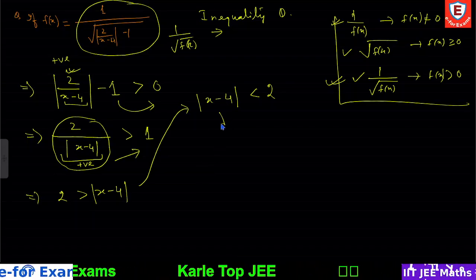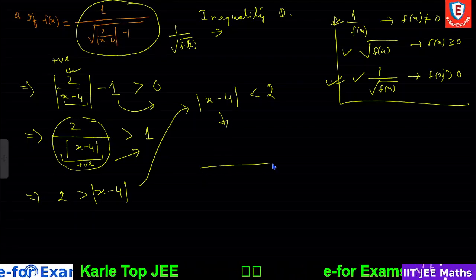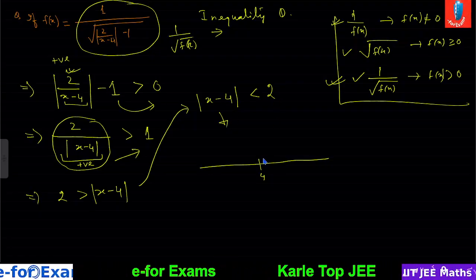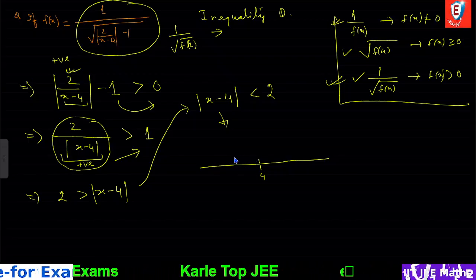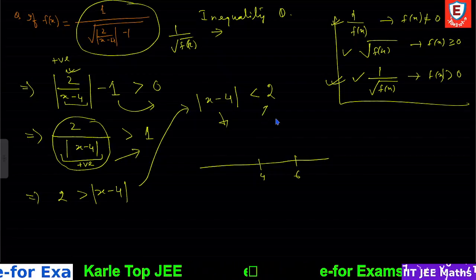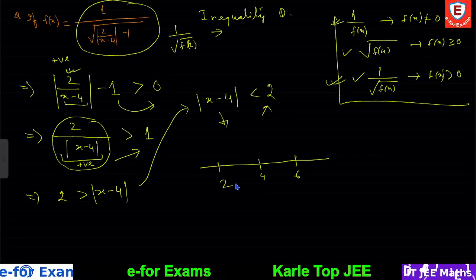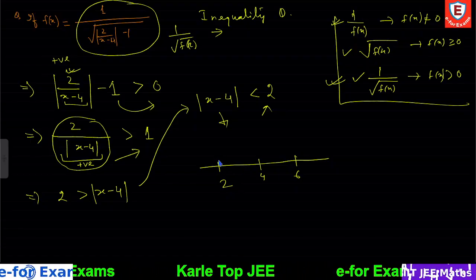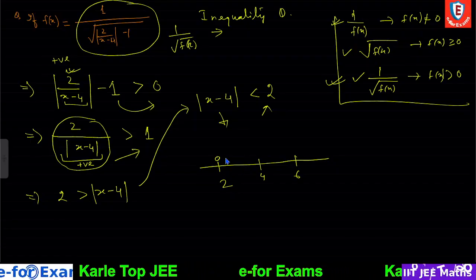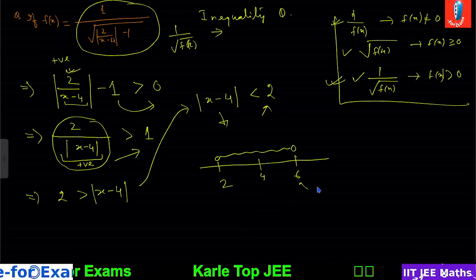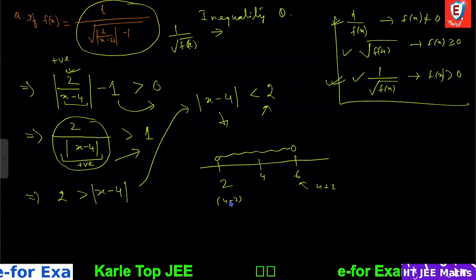So what does this mean? Critical point 4. We can use the plot. From point 4, we have to go plus 2 and minus 2. So here 6, and here 4 minus 2 means 2. And the answer will lie between 2 and 6. How do you get this? 4 plus 2, and here 4 minus 2.